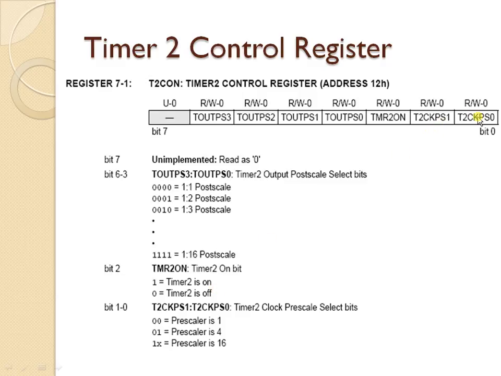And then you have prescale bits. If you go with 00, the prescaler is 1. It means for every single clock cycle it gets incremented by 1. If it is 01, then for every 4 clock cycles it gets incremented by 1. And if it is 1x, it means you can go with the 10 or 11 combination, then it gets incremented by 1 for every 16 clock pulses.